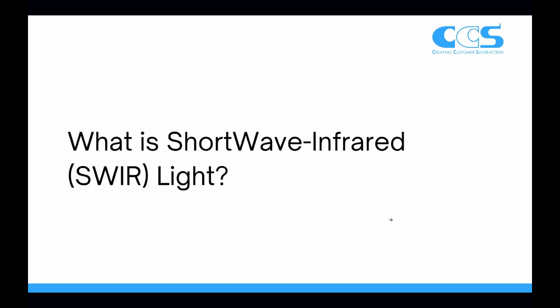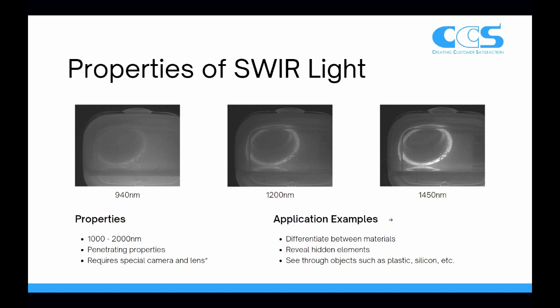Okay, what is shortwave infrared light, or what we call SWIR? So properties of SWIR light, it goes from about 1,000 nanometers to 2,000 nanometers. And this has really high penetrating properties. So it's really able to pass through and remain unchanged, but reflect off other materials.